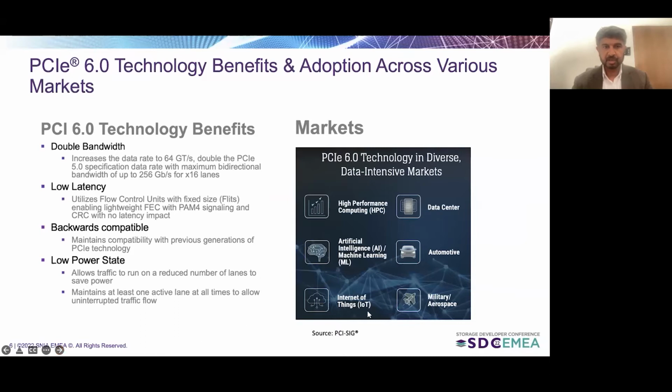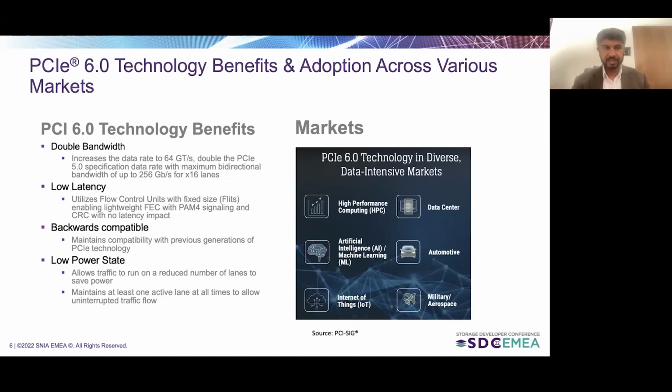From a PCIe 6.0 technology benefits as well as adoption across various markets viewpoint, some of the technology benefits for PCIe 6.0 are double bandwidth. I think I mentioned this before. It increases the data rate to 64 gigatransfers per second, which is double the PCIe 5.0 specification data rate, with maximum bidirectional bandwidth of up to 256 gigabytes per second for a by 16 lane configuration.